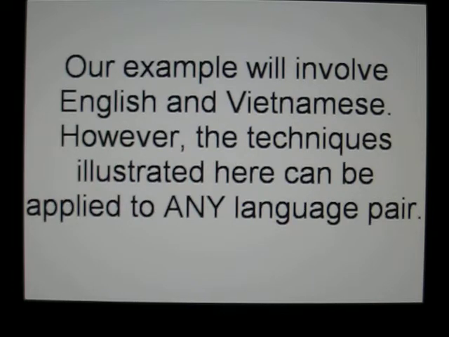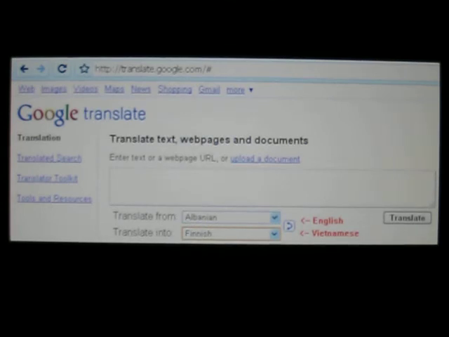Our example will involve English and Vietnamese. However, the techniques illustrated here can be applied to any language pair. And here's the first slide that you can follow along with in the blog. So when you first hit Google Translate, you're going to need to use the drop-down menus at the bottom to select the languages that you want to translate to and from. In this case, we're going to translate from English to Vietnamese. And I would add that Google Translate is most reliable when one of the languages is English, although it's not strictly necessary.